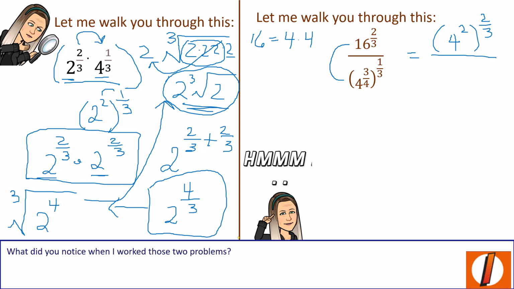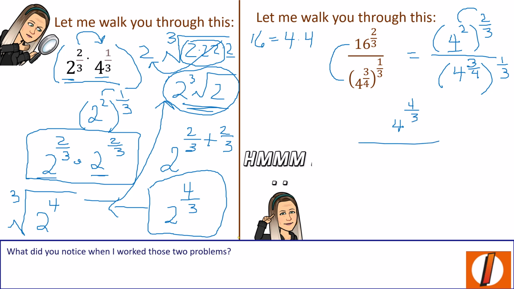Okay. And on the bottom, we already have 4. We're going to keep it as 4. Don't change it. 4 to the 3/4 to the 1/3. All right, now same base, raising a power to a power, we multiply. So that's going to be 2 times 2/3 is 4 to the 4/3.